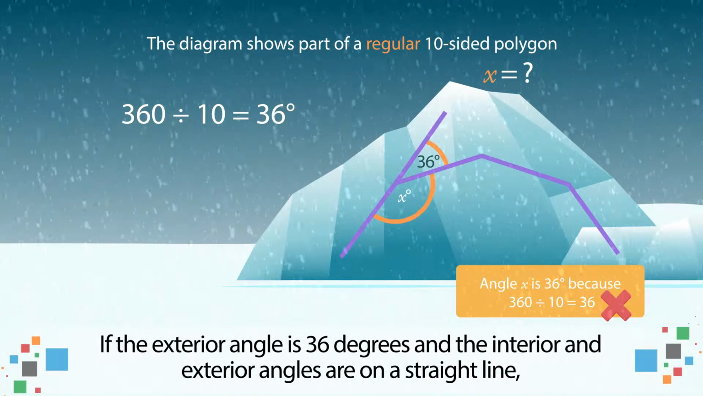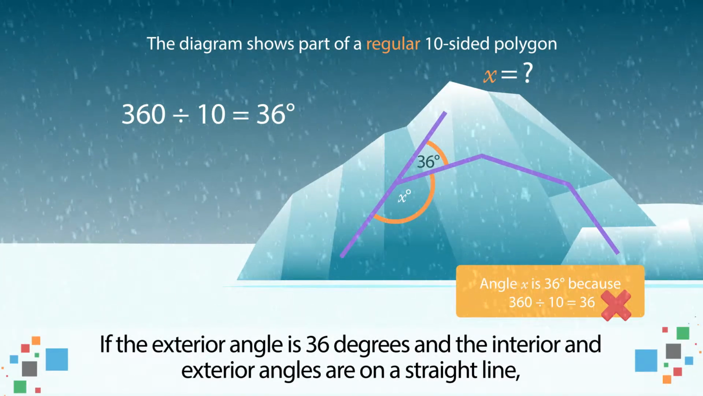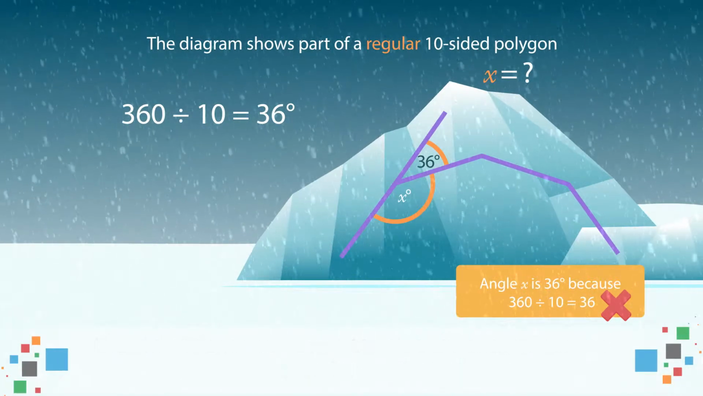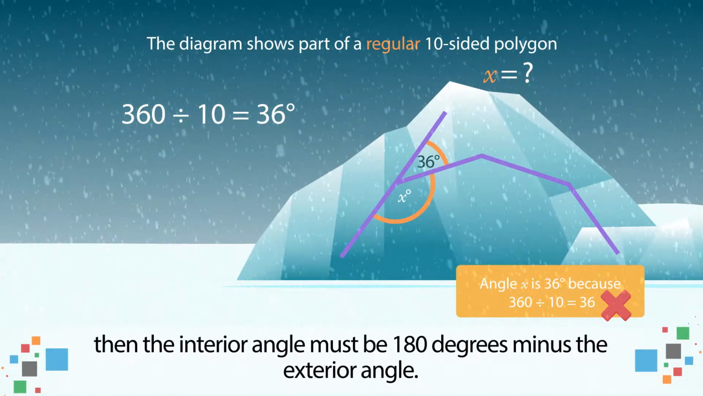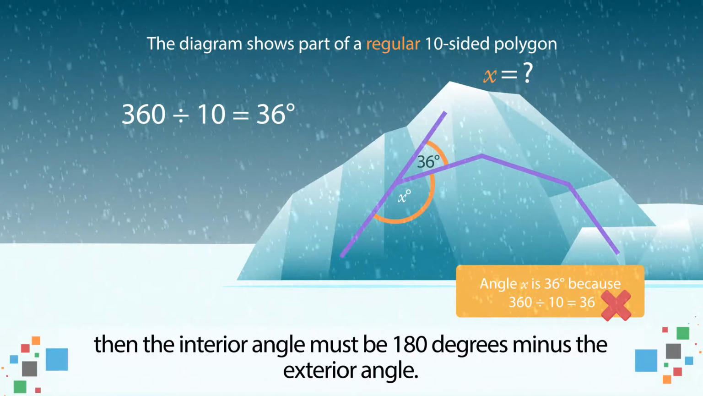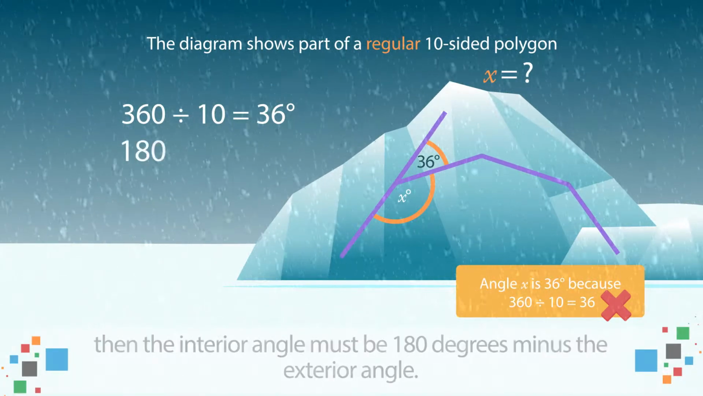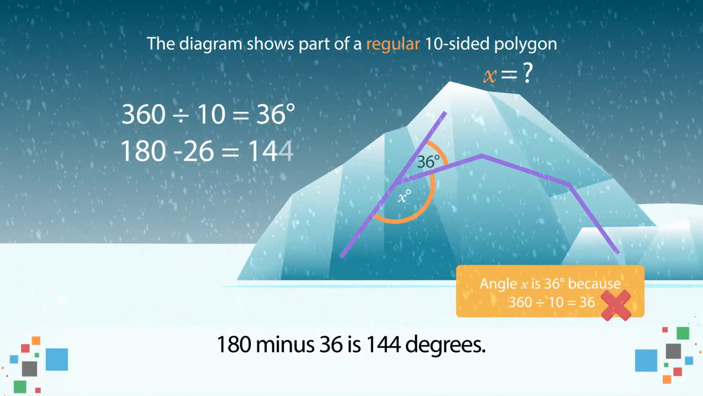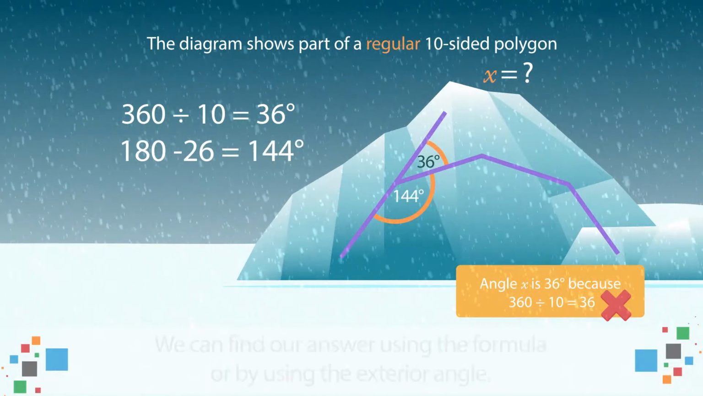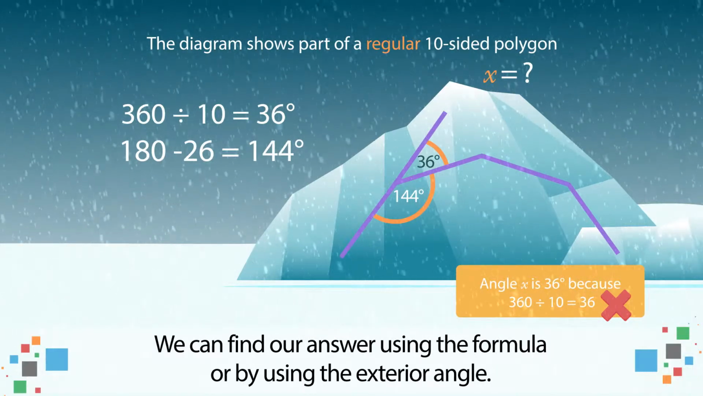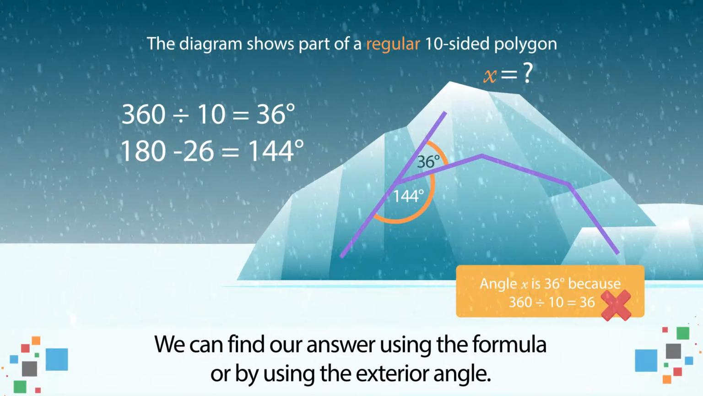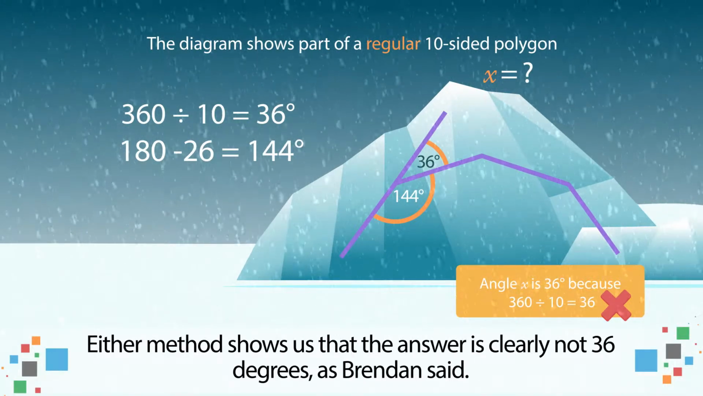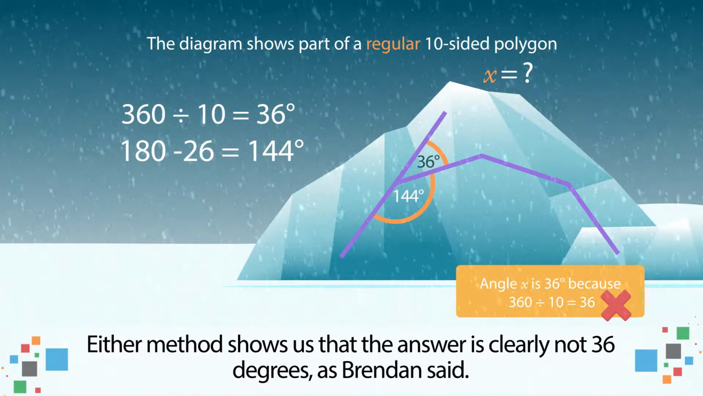If the exterior angle is 36 degrees, and the interior and exterior angles are on a straight line, then the interior angle must be 180 degrees minus the exterior angle. 180 minus 36 is 144 degrees. We can find our answer using the formula or by using the exterior angle. Either method shows us that the answer is clearly not 36 degrees, as Brendan said.